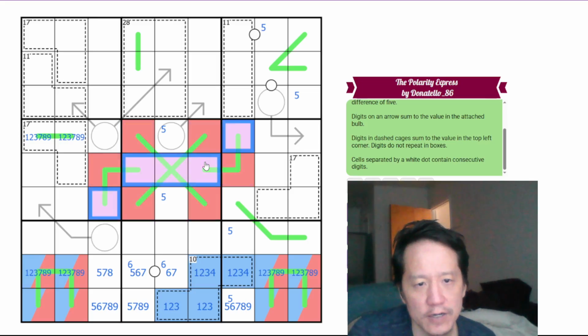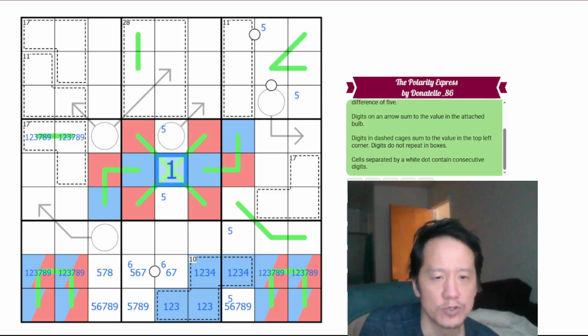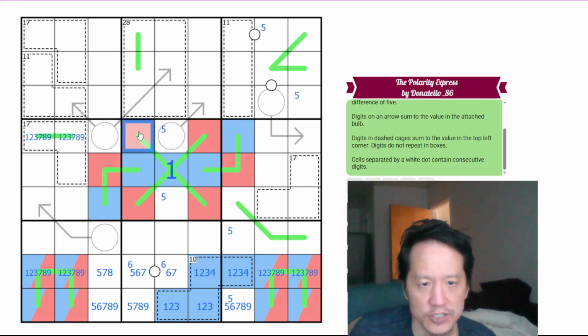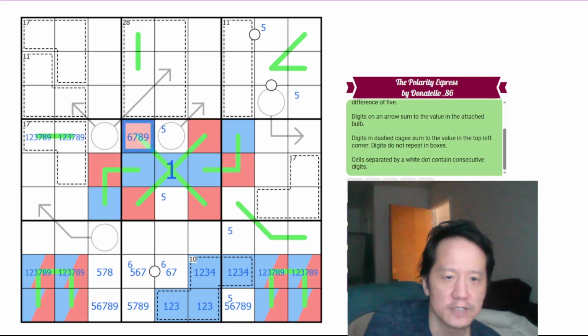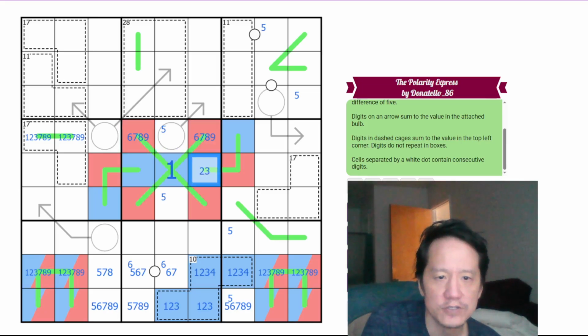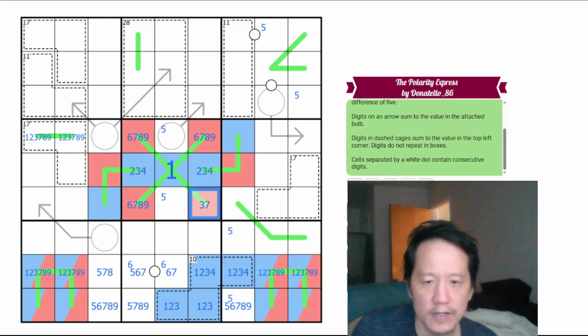So these are highs. The pinks are all lows. So this is a 1 because it's next to 1, 2, next to 4 unique digits. And they're all high. 6, 7, 8, 9, 6, 7, 8, 9. This is 2, 3, or 4. This is 2, 3, or 4. 6, 7, 8, 9. So 6, 7, 8, 9 here.